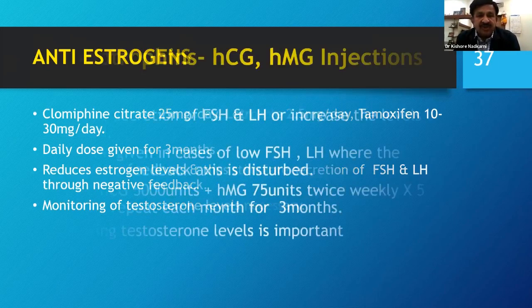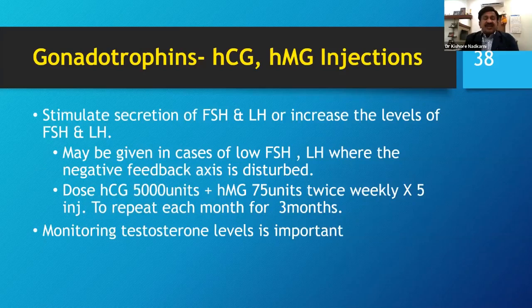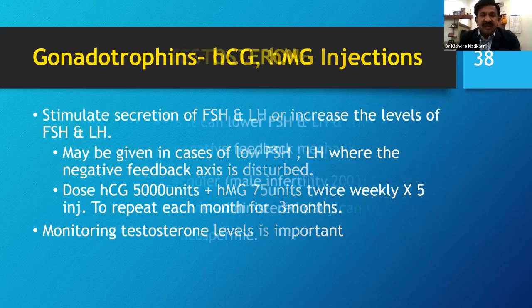Same with gonadotropins. Empirically, in patients with subfertility with low counts, can you give HCG and HMG? You can give, but again, evidence does not indicate the benefit of these. There is very little evidence to show that HCG and HMG injections benefit these patients for empirical management. Again, here the same principle applies, and monitoring of testosterone levels is important.